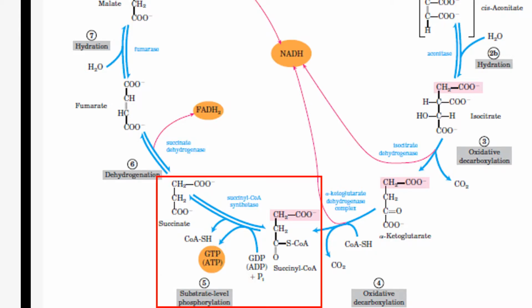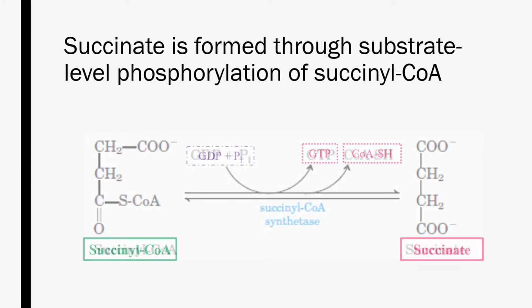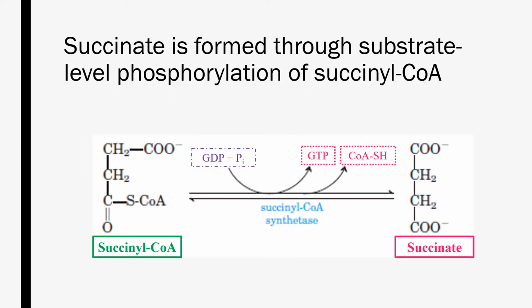Next is the conversion of succinyl-CoA to succinate. In this energy-conserving reaction, succinyl-CoA synthetase catalyzes this reversible reaction with help from its cofactors GDP and inorganic phosphate. Succinyl-CoA binds with the incoming enzyme and an inorganic phosphate to form the enzyme-bound succinyl phosphate intermediate.